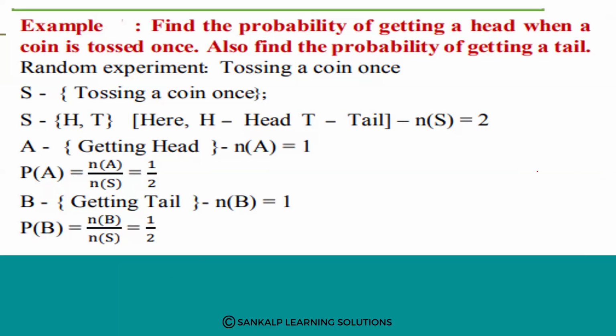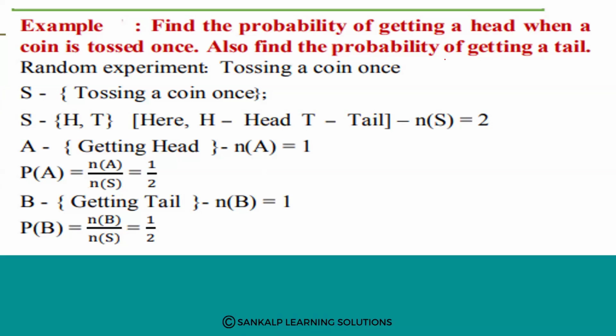So here you are tossing a coin. That means once you are tossing a coin, how many outcomes you will get? That is 1 head and 1 tail, right? So random experiment is tossing a coin here. How many times you are tossing? That is only once. Whatever the outcomes you will get, that set of all outcomes we call as sample space, and sample space can be denoted by the letter S. So here all possible outcomes are head and tail. That is S.